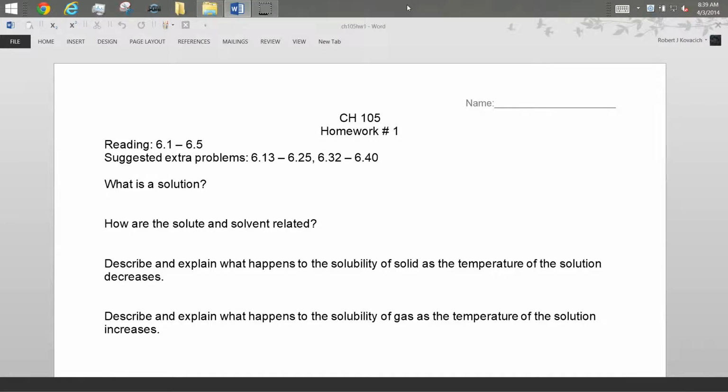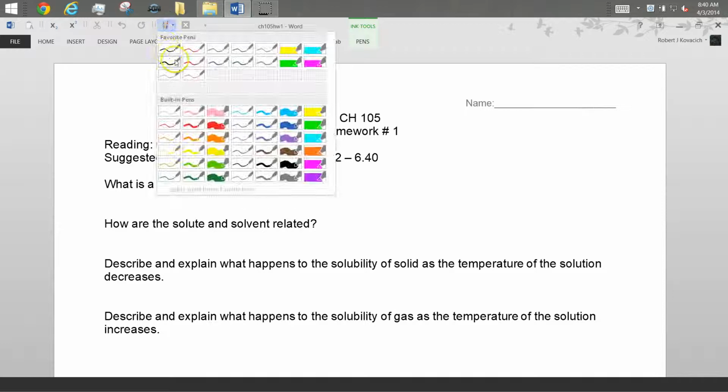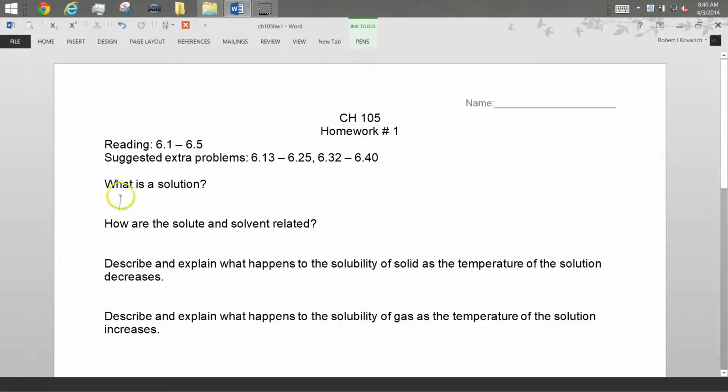So solution, what do you guys have down for that? Is that one or more substances? Homogeneous mixture? So are liquids the only thing that can be, no, what's the other thing that can be a solution? Could be solids or gases? Yep, solids or gases could be.